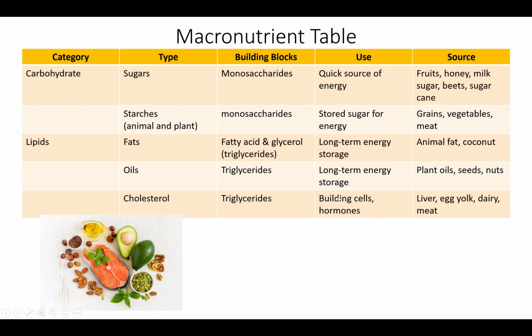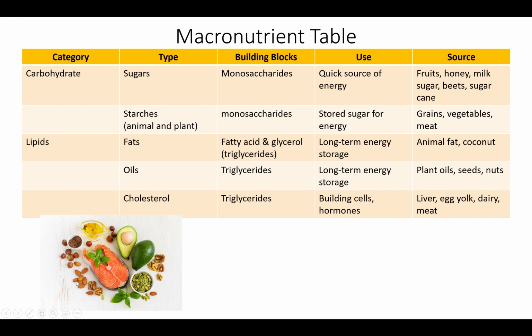The use for that, you need cholesterol to build your cells, and also for hormones. Estrogen, progesterone, and testosterone are all hormones that are made of cholesterol. So you do need some cholesterol in your body. The places you can find that: liver, egg yolk, dairy, and meat. Typically animal products only have cholesterol. So those are your lipids. Here's a picture of some meats, nuts, and seeds, some oil here. The avocado is a really healthy fat for you to eat, and pumpkin seeds and other kinds of seeds.